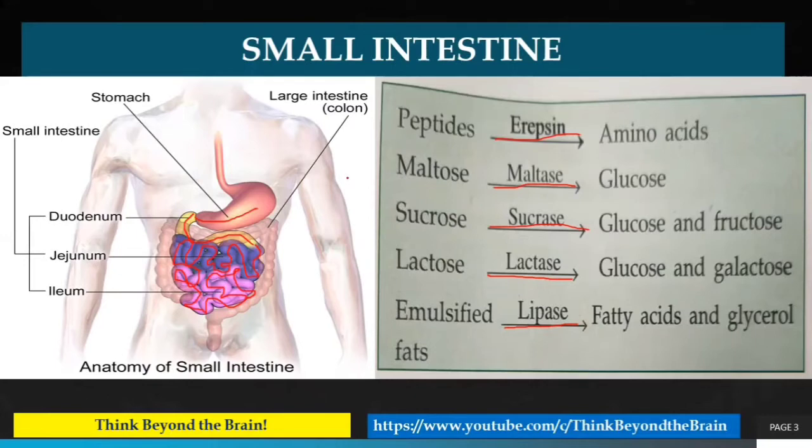So in the small intestine, we have learned that it is divided into three parts: the duodenum, the jejunum, and the ileum. There are 5 enzymes in the ileum: erepsin, maltase, sucrase, lactase, and lipase.